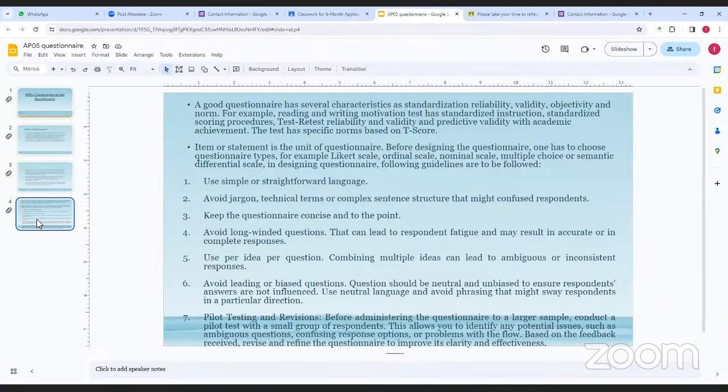Next one is reliability. Reliability means consistency over time or among the items. Validity means to what extent the questionnaire is measuring what it intends to measure. Objectivity means there will be no subjective bias.